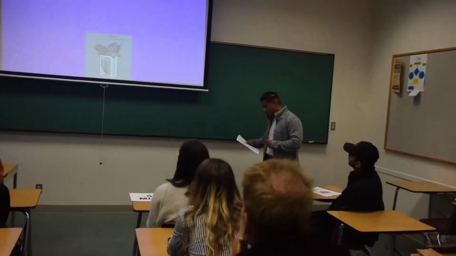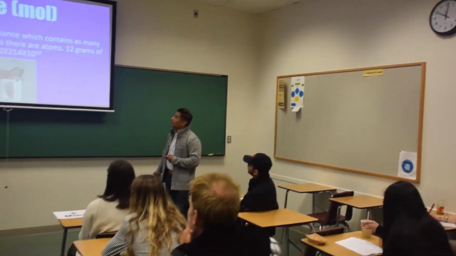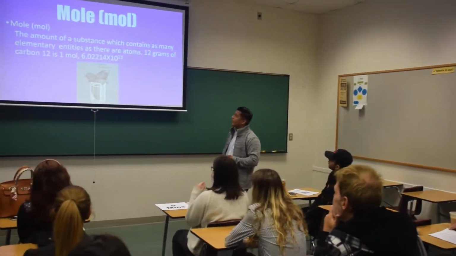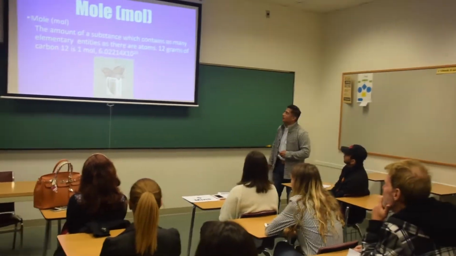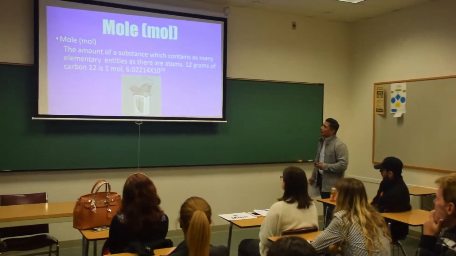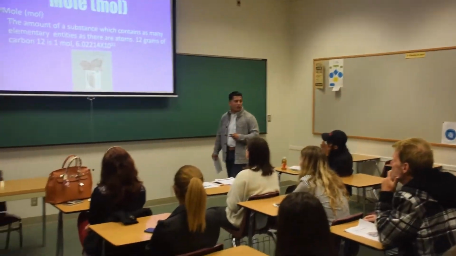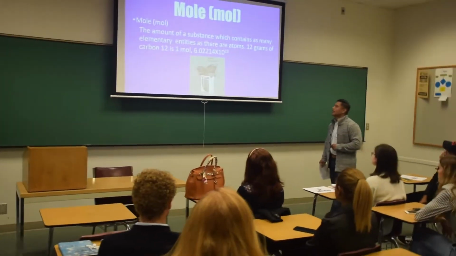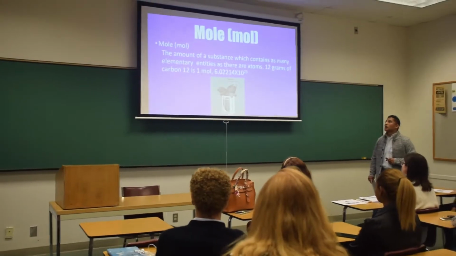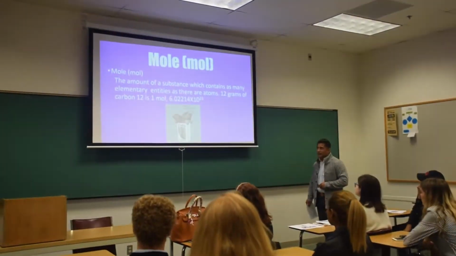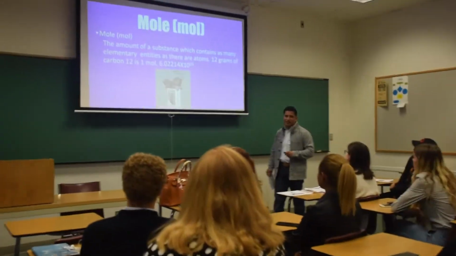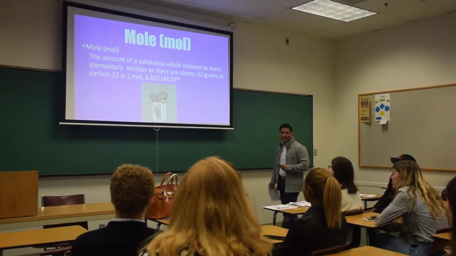So the mole. The mole's amount of substance contains as many elementary entities as there are atoms. So 12 grams of carbon-12 is 1 mole, which is right here, where we have Avogadro's number of 6.02214 times 10 to the 23. And I love this picture of 2 moles per liter.